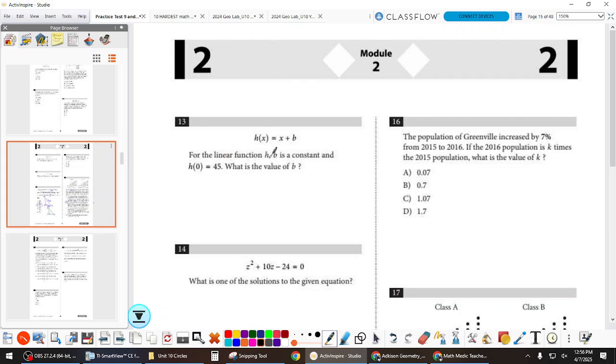For the linear function h, b is a constant and h of 0 is 45. What's the value of b? You can be encouraged when you get to one like this and it's like 10 seconds. Or not. Alright, read it again, because this one should be a 10-second problem.